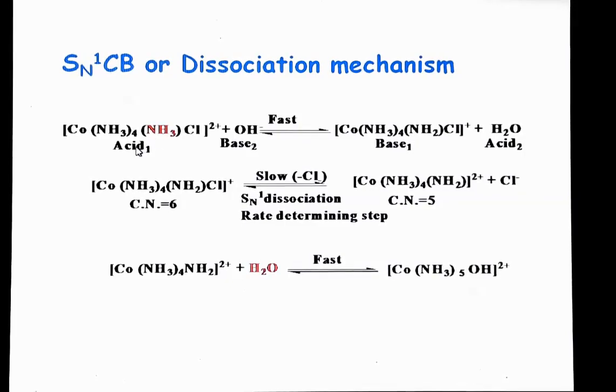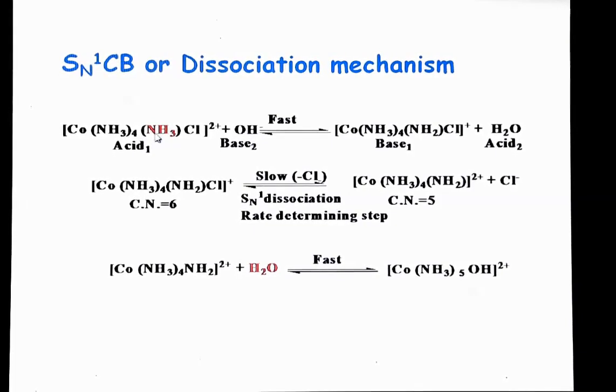Here you can see this complex is acting as an acid. Why is it acting as an acid? Because one hydrogen from this complex is donated to this, and this is acting as a base. We know that OH is a base, and here by taking one hydrogen it is proving that it is a base. So this is acting as an acid and that is acting as a base.